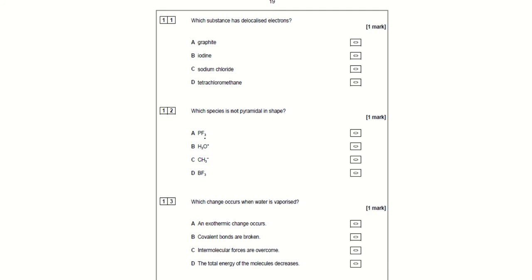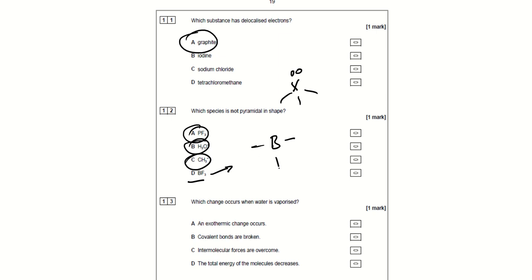Right, which substances delocalize electrons? Well, it's graphite, simple as that. It's GCSE answers. Which species is not pyramidal? If we look at all of them, pyramidal would be something with 1 lone pair and 3 bonded pairs. If you go through the others, you will find that's exactly what they have. BF3 you should probably recognise as something with a reduced octet. Boron only has 3 outer shell electrons and it's bonded to 3 fluorines, so it only has 3 bonded pairs, so it cannot be pyramidal.